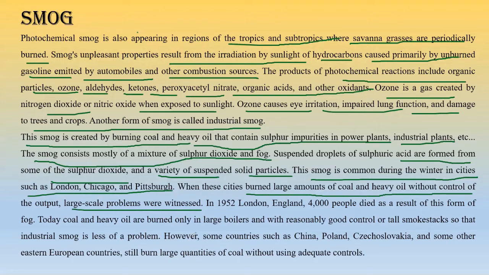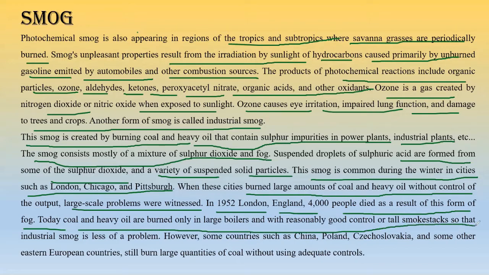Right now, in 1952 a huge incident took place in London, England. 4,000 people died as a result of this form of fog. Today coal and heavy oil are burnt in large boilers with reasonably good control or tall smokestacks, so that industrial smog is less of a problem.